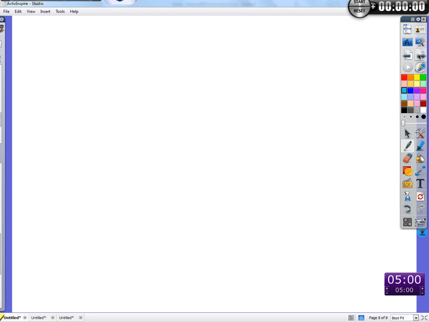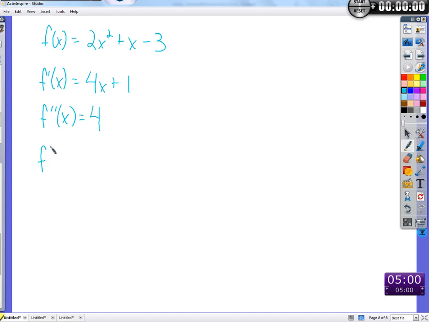Sure. If f of x equals 2x squared plus x minus 3, f prime of x is 4x plus 1, f double prime of x is 4, f triple prime is 0, and the fourth derivative, and the fifth and so on, is also 0, so the derivatives after that would just all be 0. That doesn't always happen.